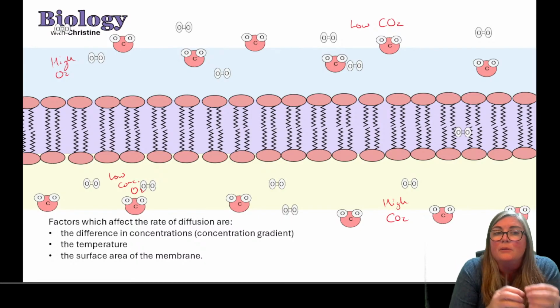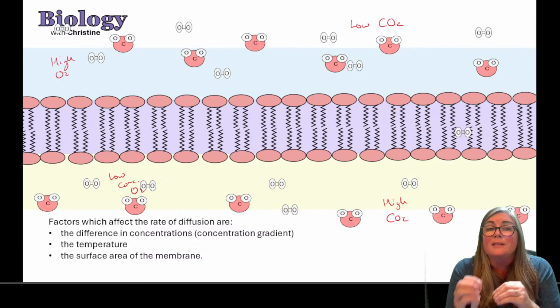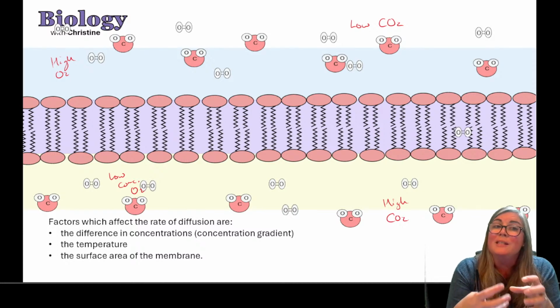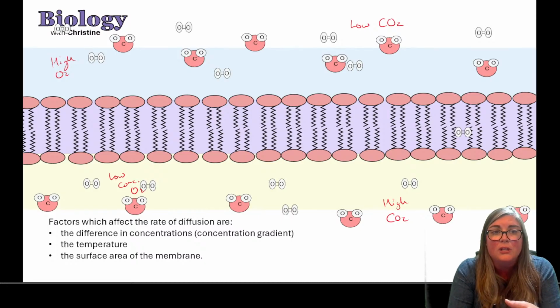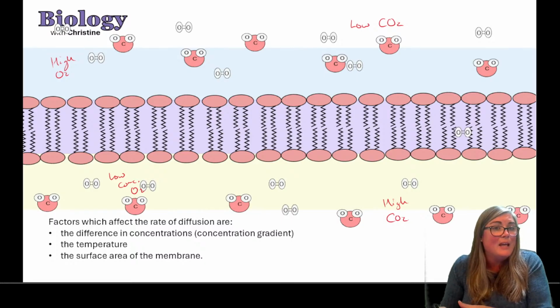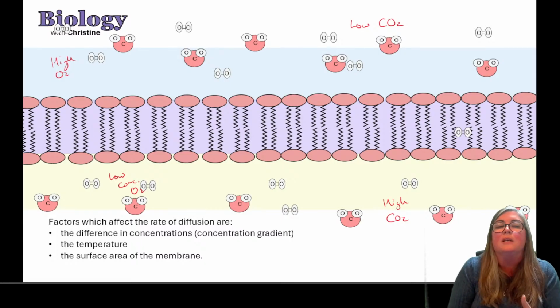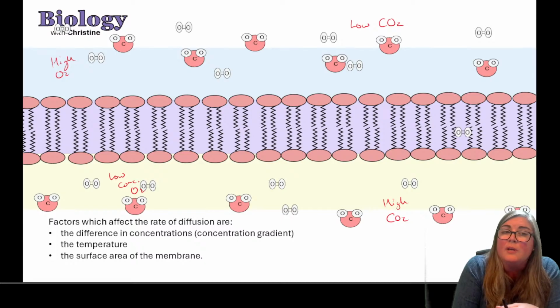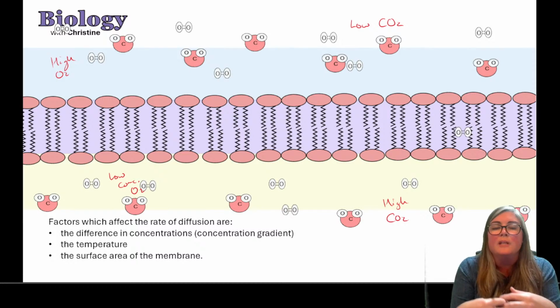So I spoke earlier about kinetic energy and the particles are moving around. So you should know that if there is an increase in temperature, we're going to increase the kinetic energy of the particles. And if they have an increase in the energy, they will therefore move at a faster rate. So if we increase the temperature, we're increasing the kinetic energy, we're increasing the diffusion. If we go the opposite way, if we decrease the temperature, we decrease the kinetic energy of the molecules, therefore the diffusion rate will be lower.